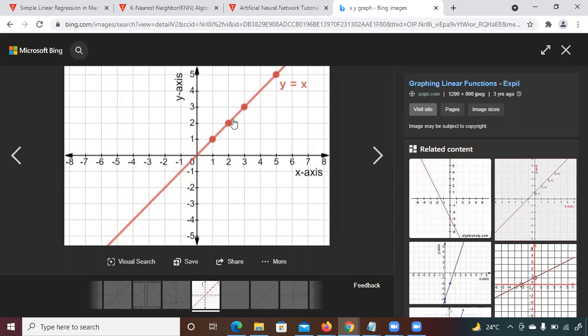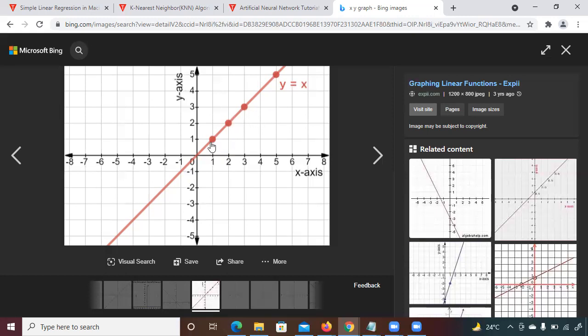So if I ask what is the difference between these two, how are you going to find it out? We find the differences by the formula, x2, y2 minus x1, y1. Correct, the formula. So if you apply it, what are you going to get?